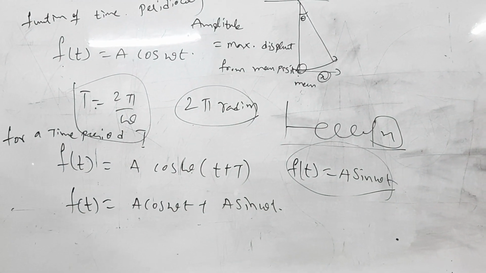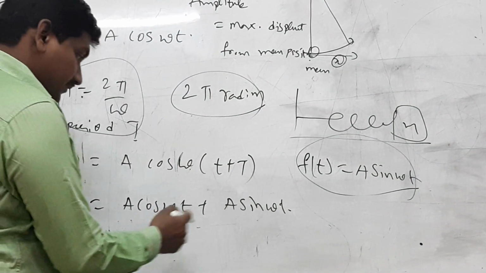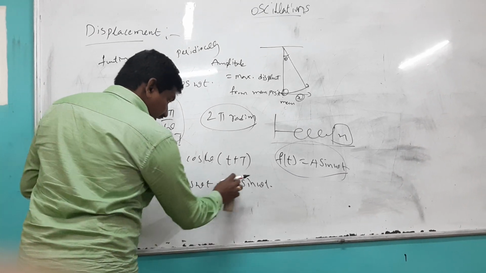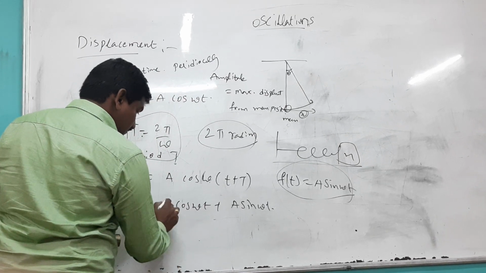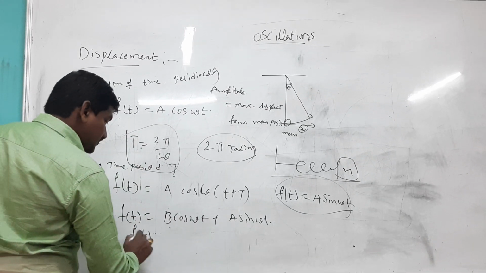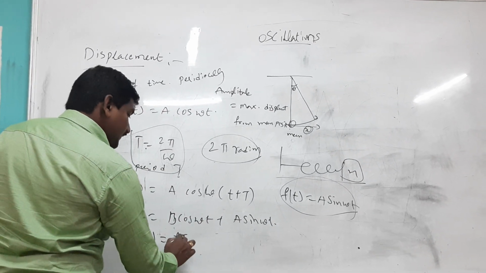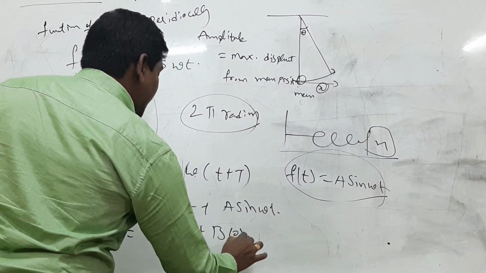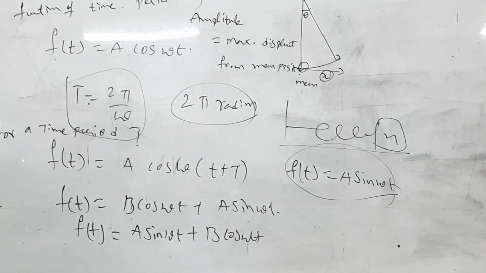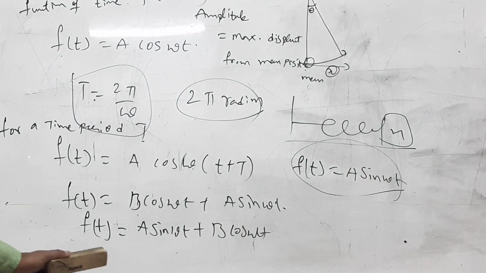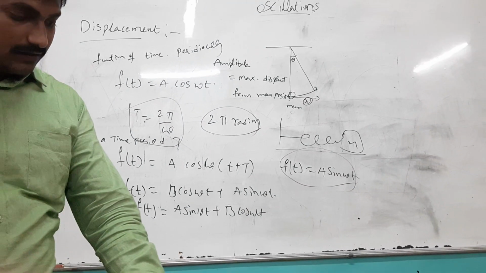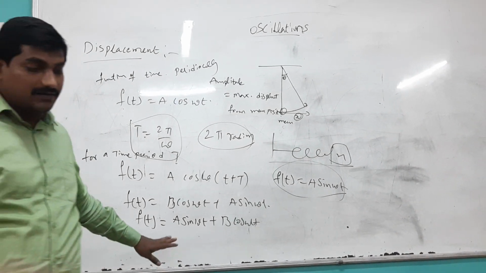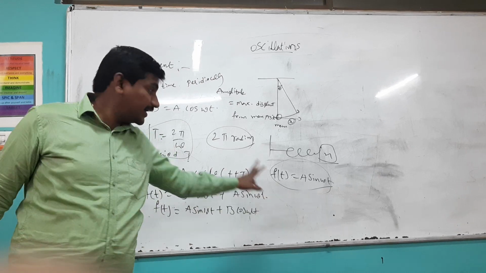I can represent this, both are the same, no? Okay, wait a minute. I am writing a sin omega t, and this is b cos omega t. So the amplitudes are different for the different waves. So I am writing a sin omega t plus b cos omega t. This gives a linear combination. This is also a periodic function with the same time period capital T.